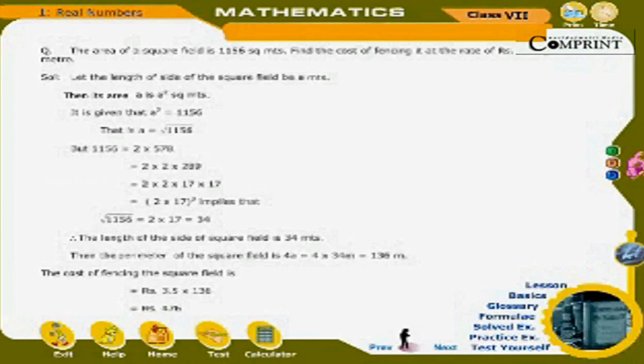Then, the perimeter of the square field is 4a, which is equal to 4 into 34 meters, which is equal to 136 meters. The cost of fencing the square field is rupees 3.5 into 136, which is equal to rupees 476.